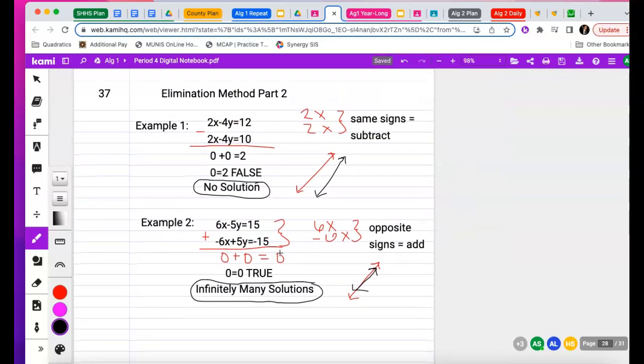So for all of page 37 practice, you're either going to get no solution or infinitely many solutions. If you get a false statement, no solution; a true statement, infinitely many solutions. And you can always check your solutions by graphing. If the lines are parallel, there's no solution. If the lines are overlapping each other, that means that there are infinitely many solutions.